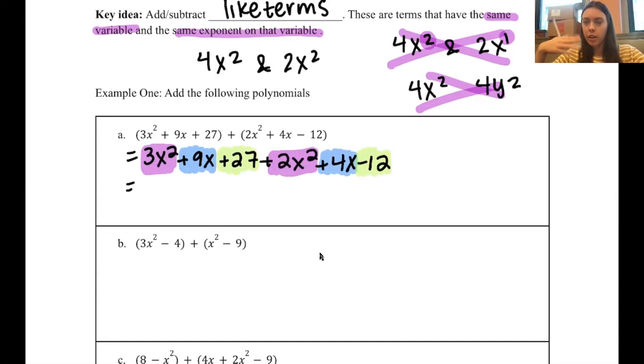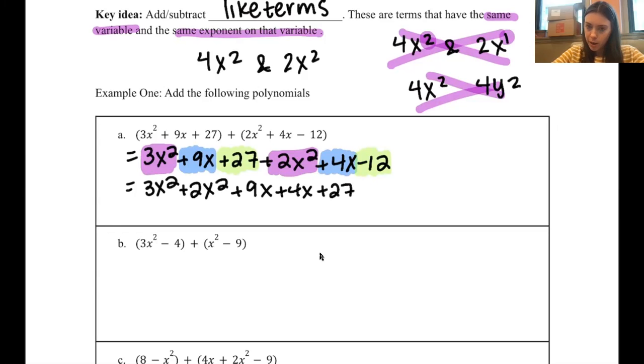This next step you don't have to do every time, it's just good practice while you're trying to get a hang of these problems, but I'm going to rewrite them so the like terms are right next to each other. So I'll write 3x squared. Because the 2x squared had a plus in front of it, I'm going to write plus 2x squared. And I'm going to write plus 9x plus 4x plus 27, and then because it says minus 12, I'm going to write minus 12. So I'm just going to do highlighting those terms.